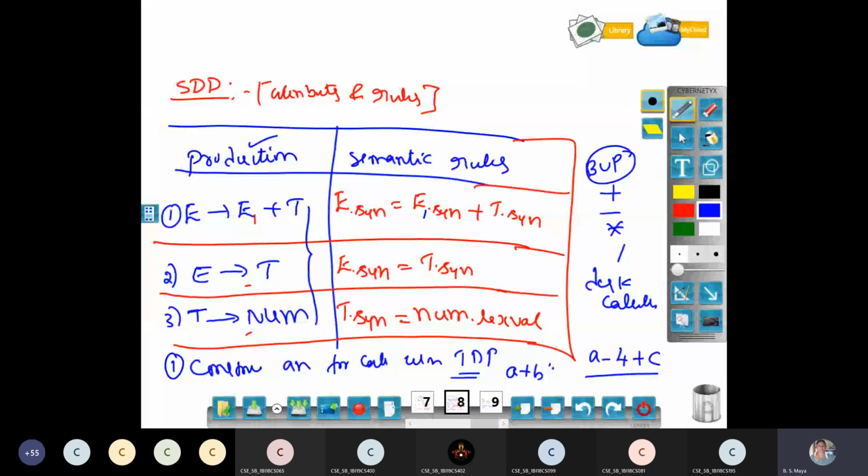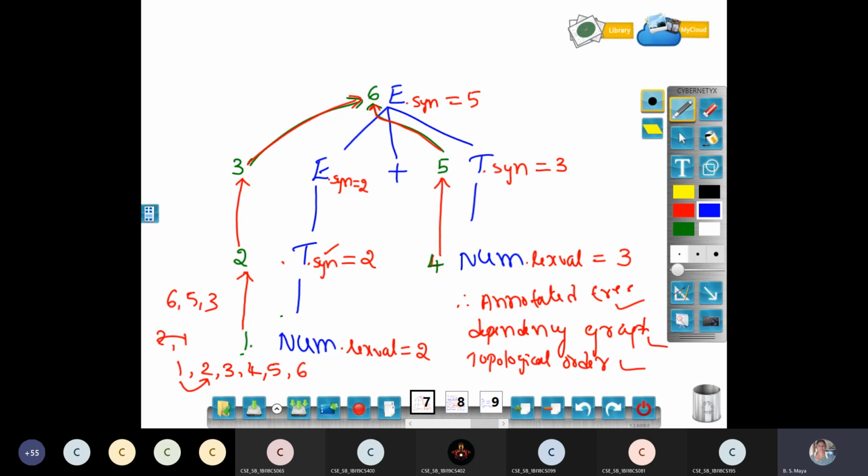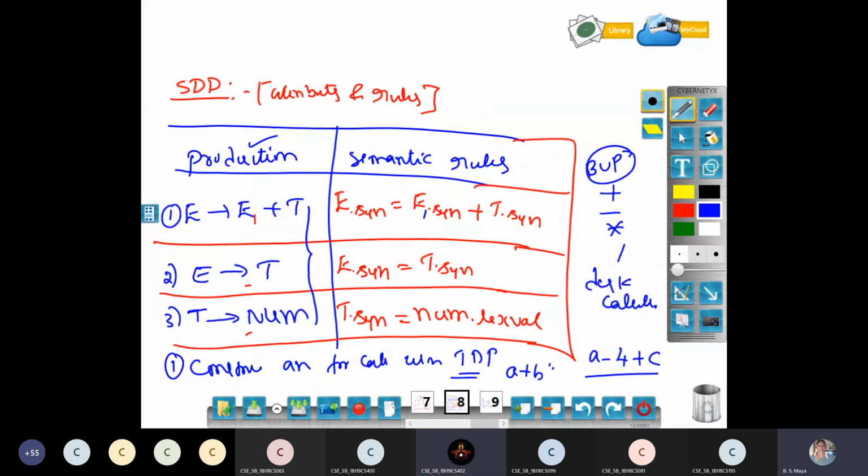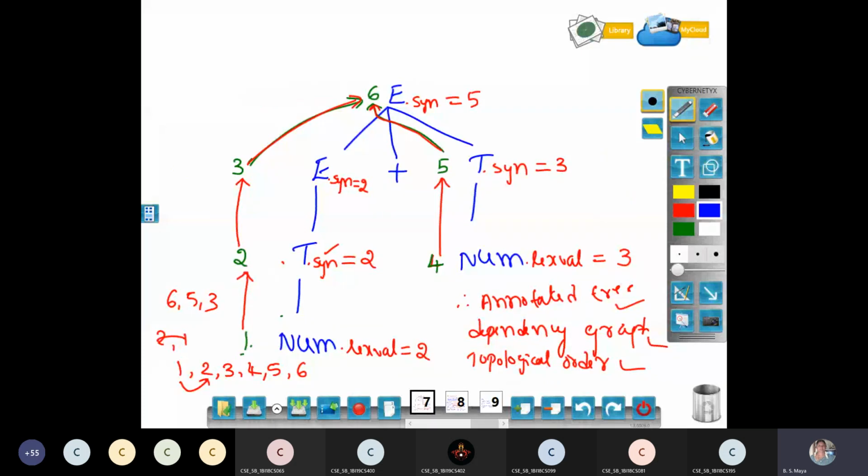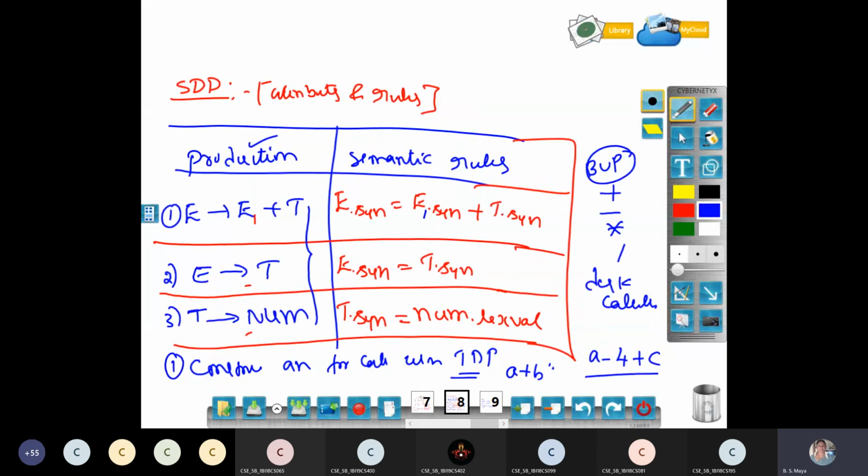See, what are the things to be written for the exam? If you are asked to construct an annotated parse tree and SDD, you first write these three. Once the tree is constructed, then the production is very easy to write. If you know the production first, you can write the production and then the tree. But the normal method is to first construct the tree. After constructing the tree, you can get an idea how to write your semantic rules. This is called SDD, syntax directed definition for bottom up parse tree.